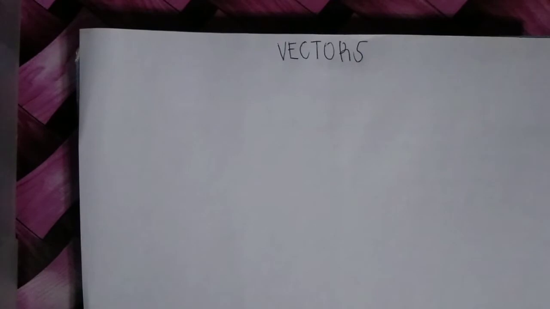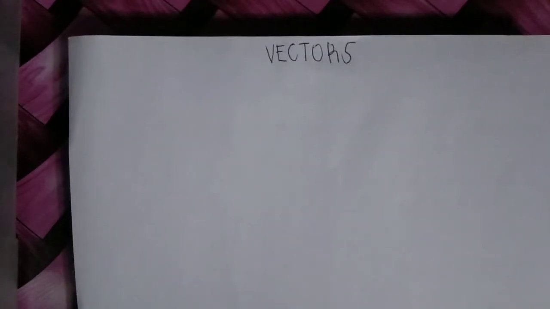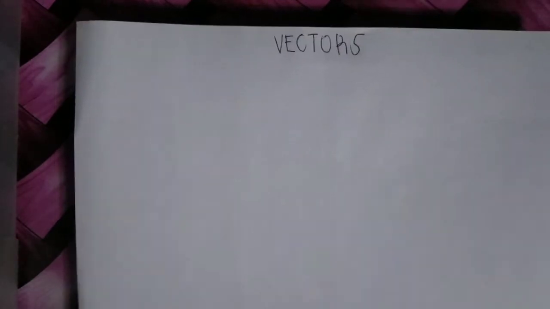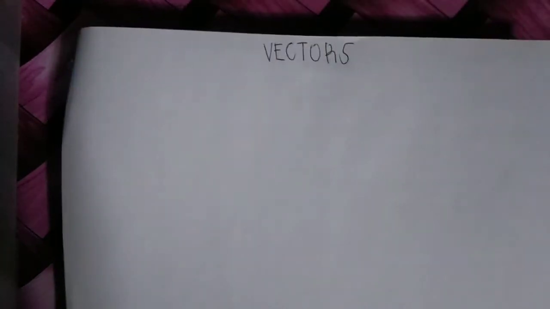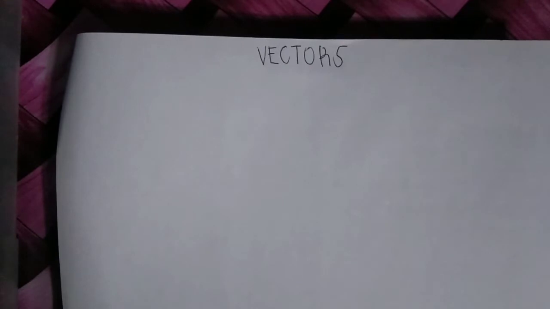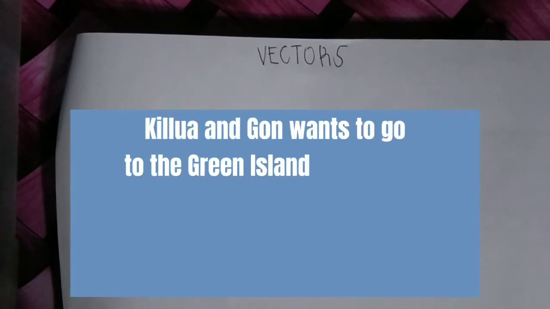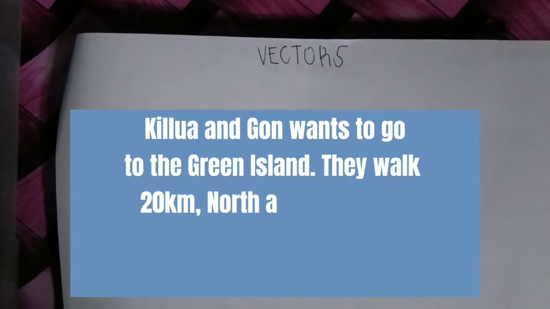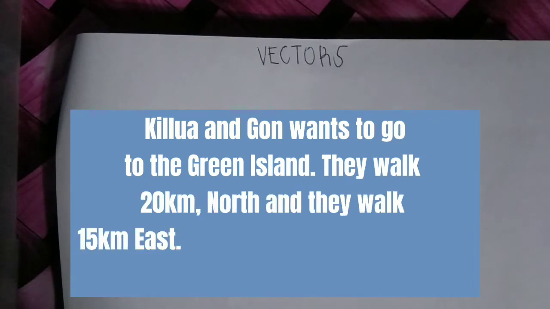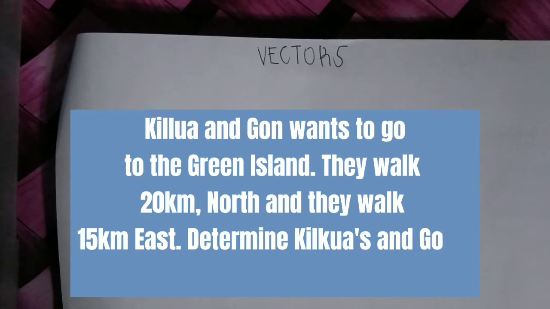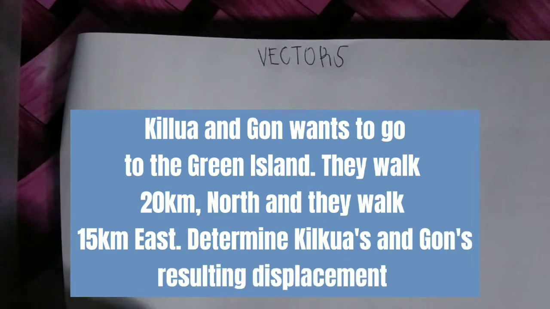Next, we have the vectors. In this lesson, we will focus on vector addition. So, let's get started. Our problem is, Killua and Gon want to go to Green Island. They walk 20 kilometers north, then they walk 15 kilometers east. Determine Killua's and Gon's resulting displacement.